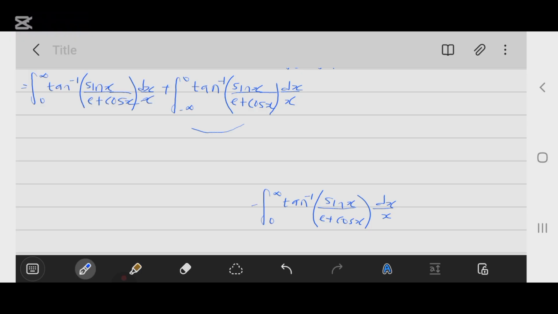Haven't seen how we transform from this integral to this. Now check this out. These and these are actually the same. So I is equivalent to 2 times this integral.